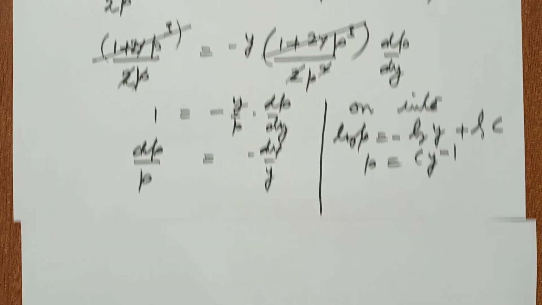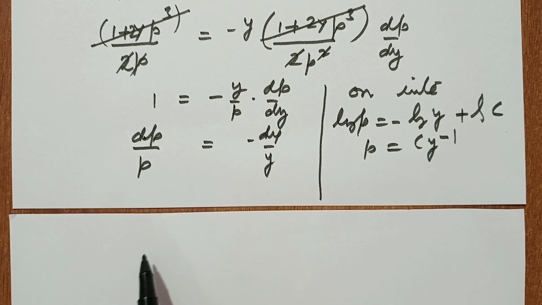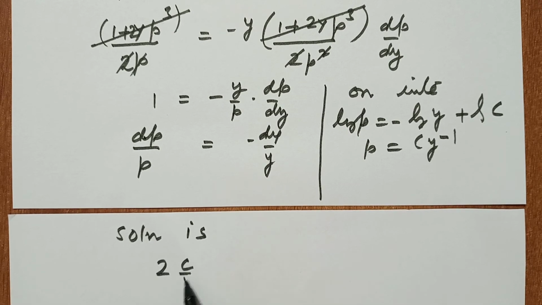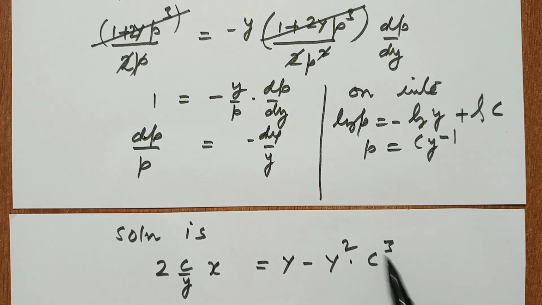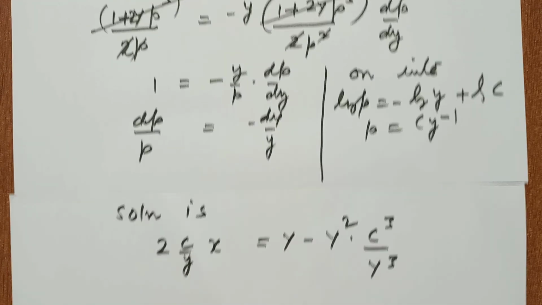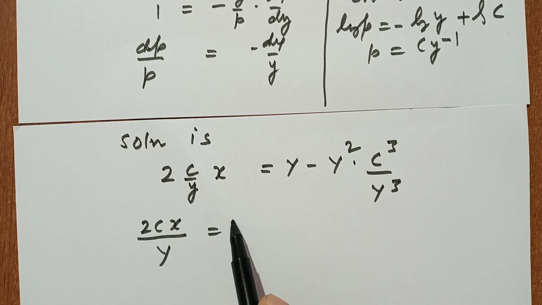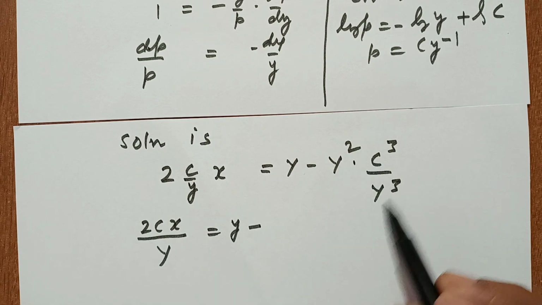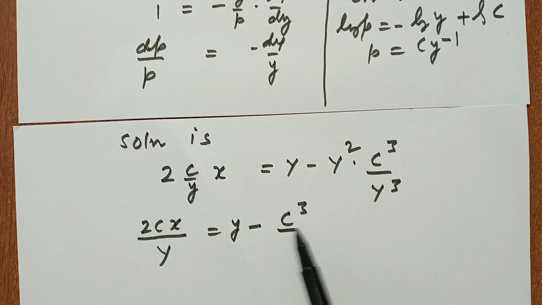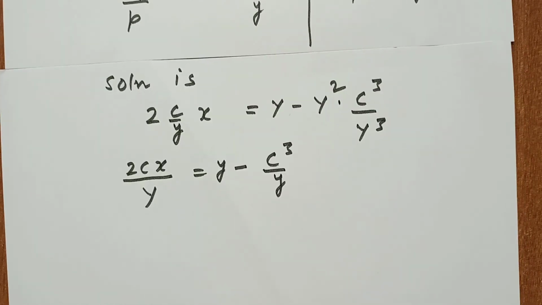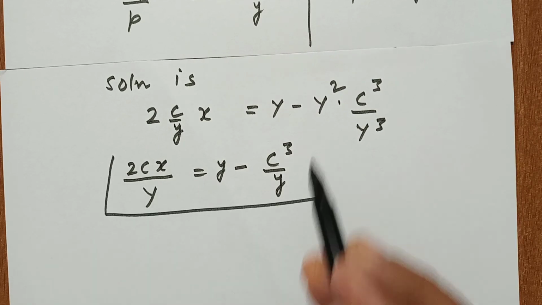Now putting the value of p in the given equation, the solution is 2px, p means c/y, so 2(c/y)x = y - y² p³, means c³/y³. Okay, so 2cx/y = y - y² c³/y³, y³ cancels, so c³/y. So this is the solution, this is the answer.